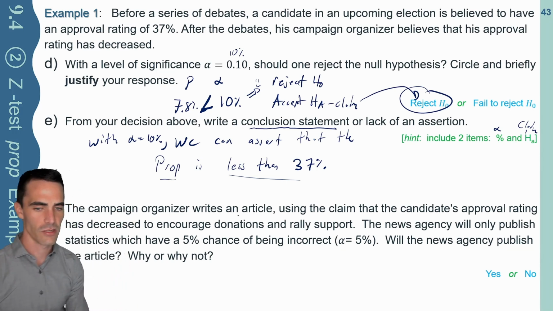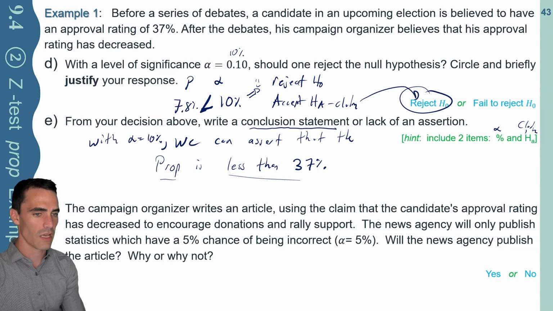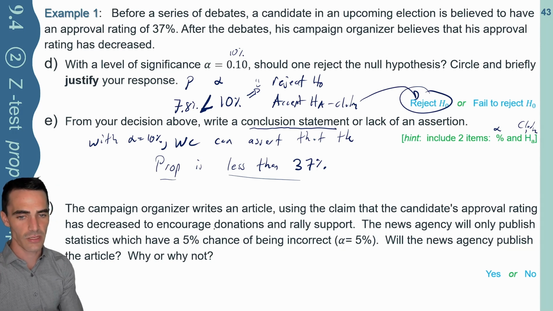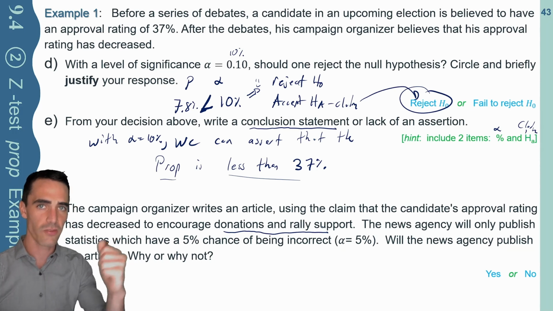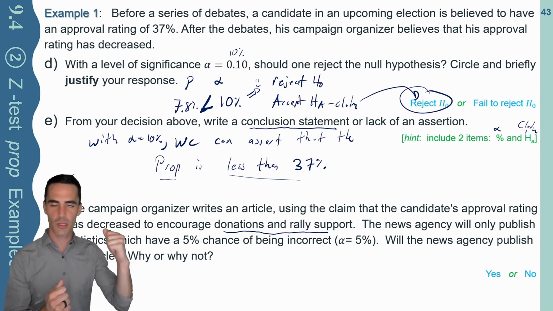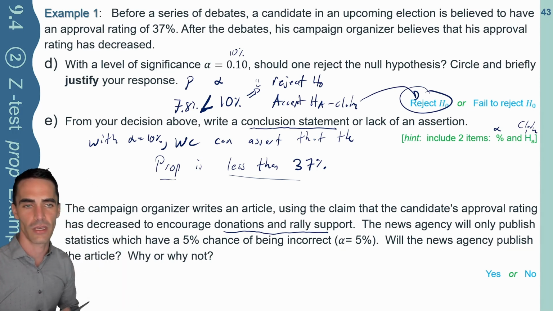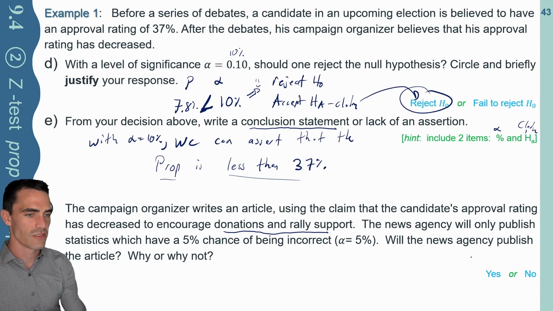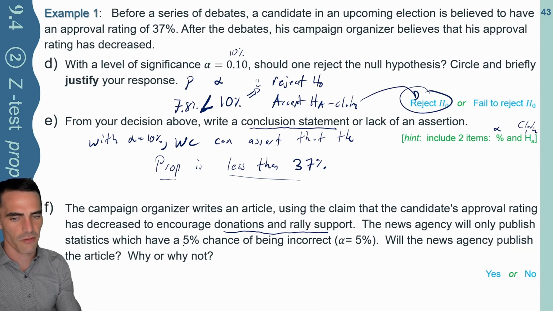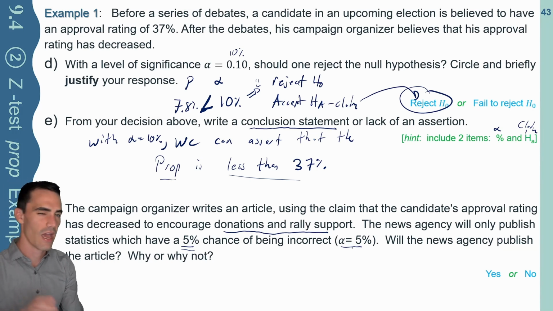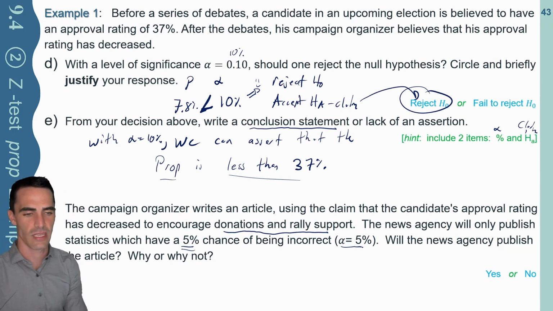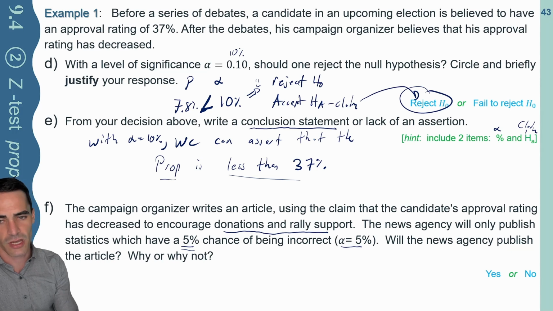The campaign organizer writes an article using the claim that the candidate's approval rating has decreased to encourage donations and rally support. They're like, look, we didn't do too well, but you guys believe in our cause. We can do it. We just need a little bit more support. We can put some ads out there and hopefully improve our rating. The news agency will only publish statistics which have a 5% chance of being incorrect. Again, that's the level of significance, how rigorous we are. And again, 5% level of significance is usually the standard. Will the news agency publish the article?